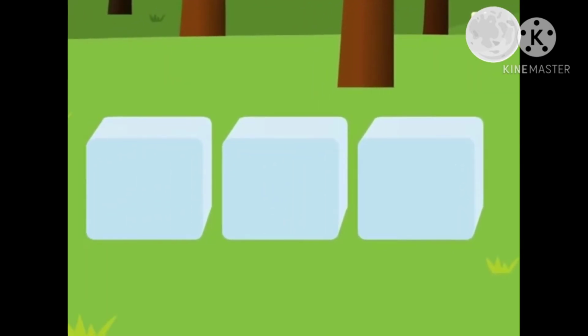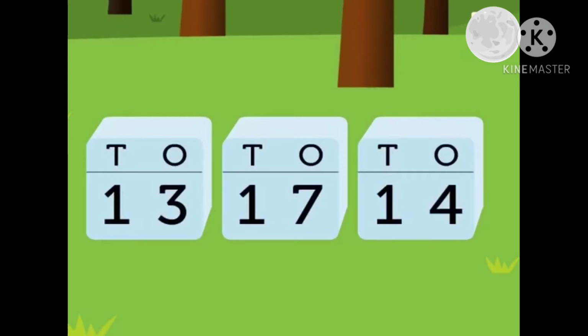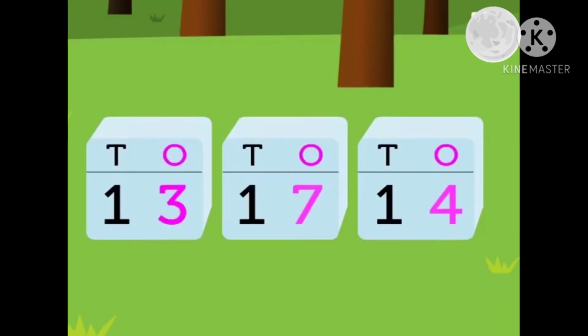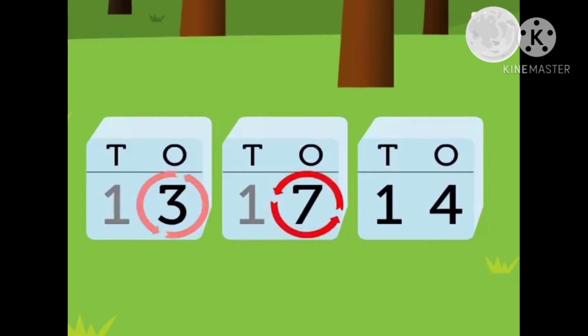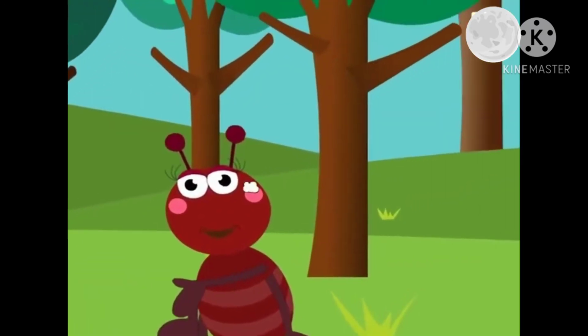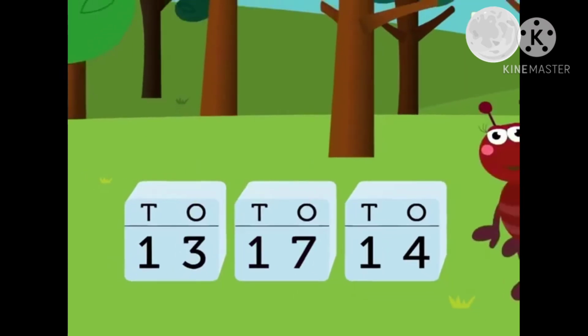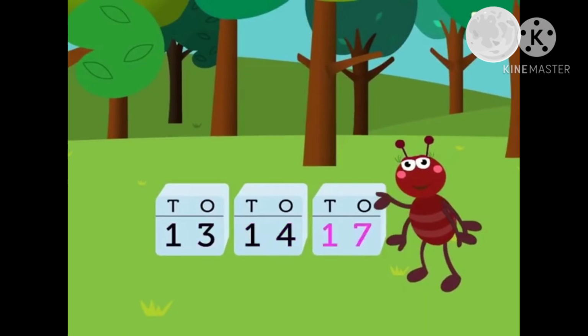As you can see, here are some blocks. It has a number written on it in the form of ones and tens. The numbers are 13, 17 and 14. Let's arrange these numbers in ascending order. First, let's compare the ones, as each number has ones and tens. Here, 3 ones in 13, 7 ones in 17 and 4 ones in 14. So, which is the smallest and the greatest here? The smallest is 3 ones in 13 and the greatest is 7 ones in 17. Hence, the ascending order is 13, 14 and 17.